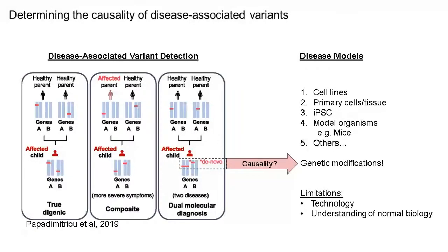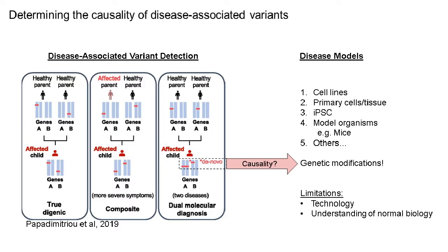The scientific community as a whole is becoming very good at detecting genetic variants associated with human disease due to advances in sequencing and associated technologies. However, to understand the significance of a given variant, it's important to determine the causality in disease. To do this, we turn to disease models in which we can make genetic modifications to model these variants. These include cell lines or even model organisms like mice. However, there are still some significant limitations that impede our understanding of the causality of the detected variants.